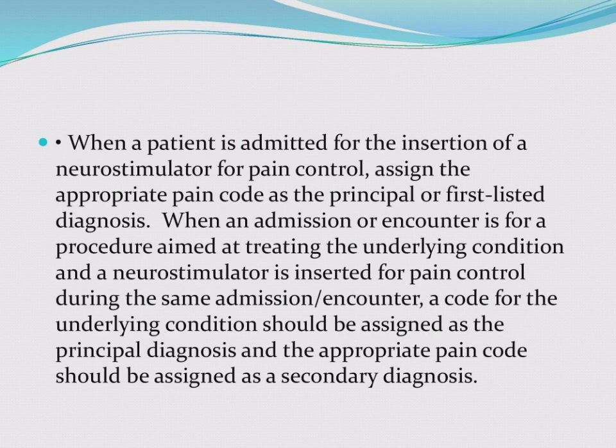When a patient is admitted for the insertion of a neurostimulator for pain control, assign the appropriate pain code as the principal or first-listed diagnosis. When an admission or encounter is for a procedure aimed at treating the underlying condition and a neurostimulator is inserted for pain control during the same admission, encounter, a code for the underlying condition should be assigned as the principal diagnosis and the appropriate pain code should be assigned as a secondary diagnosis.